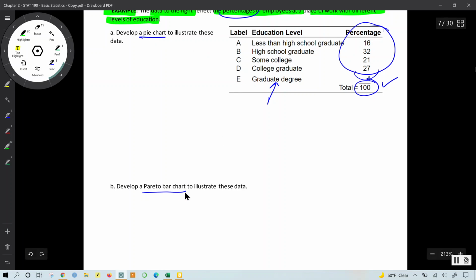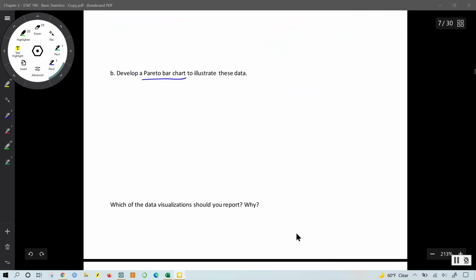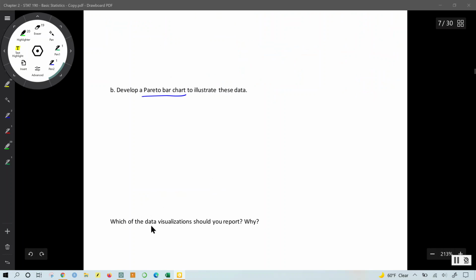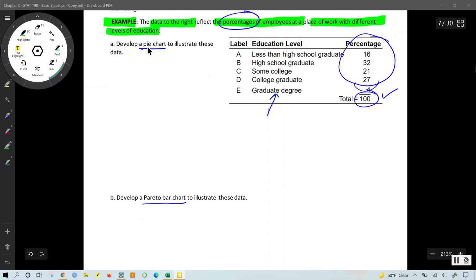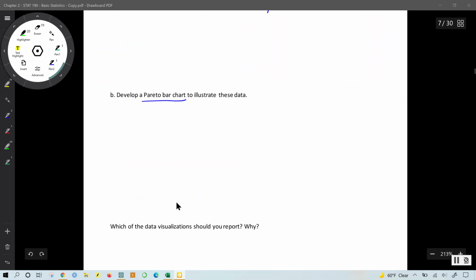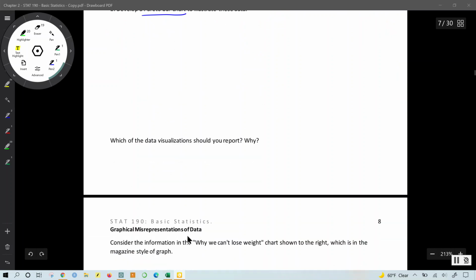If it is pertaining to problems, and we would like to see where most of the problems are coming from, then using a Pareto bar chart would be great. As far as showing the breakdown into different pieces, a pie chart would also be acceptable. So with that said, the point we're trying to make here is this: both visualizations using a pie chart or a Pareto bar chart, these are both acceptable.